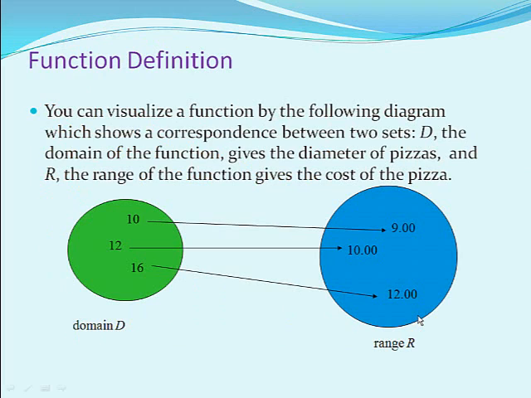Function definition. You can visualize a function by the following diagram, which shows a correspondence between two sets. D is the domain of the function that gives the diameter of pizzas, and R, the range of the function, gives the cost of the pizza. So for example, this arrow which is going from 16 to 12 means that the cost of a 16-inch pizza is $12. And we will interpret all the ordered pairs like that.